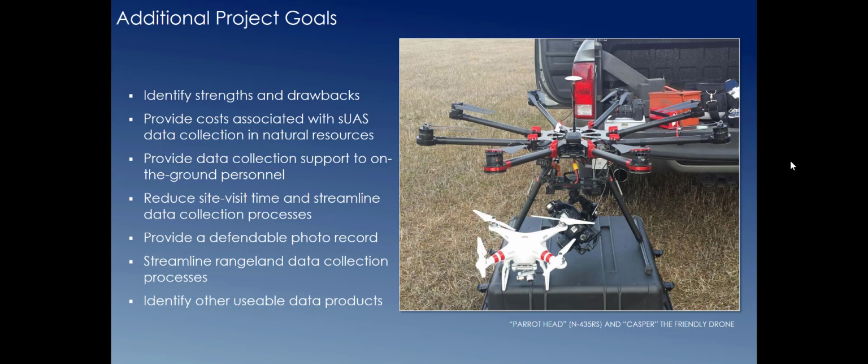Streamlining rangeland data collection processes overall, that is, looking at what we can get that would be similar or would mimic a transect that would be put down by a ground collection crew. And then just identifying other usable data products that the UAS might capture that we may not or have not understood thus far. So there in the picture on the right, we fly a couple different drones that we can talk about here in just a minute.